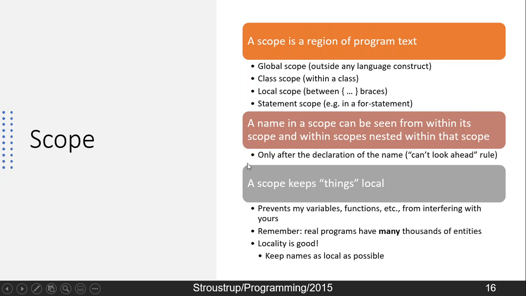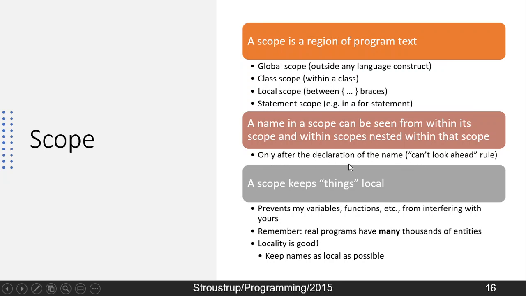If you declare a name in a scope, that name is visible from within that scope and from within the scopes which are nested in that scope. अच्छा, इससे क्या मुराद है? I guess we should go to an example. ठीक है. अच्छा, and this applies only after declaration of the name.